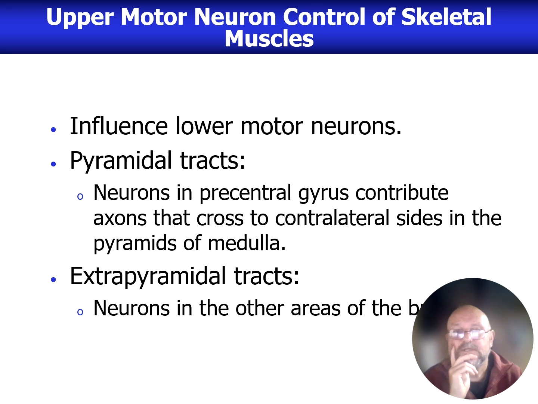So, upper motor neuron control of skeletal muscles. The upper motor neurons control the lower motor neurons, and they do this through tracts. Tracts are bundles of nerves running up and down the spinal cord, and we have the pyramidal tracts and the extrapyramidal tracts.